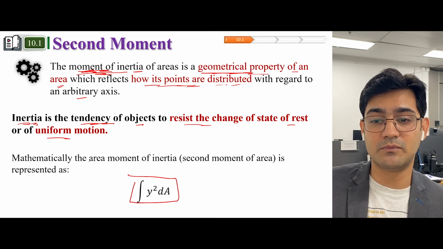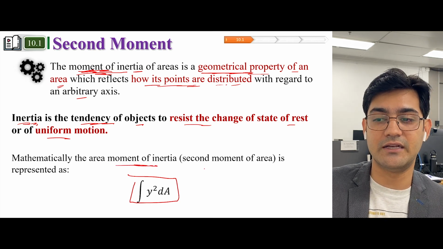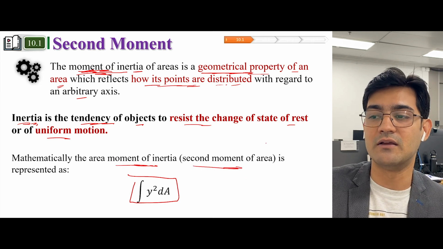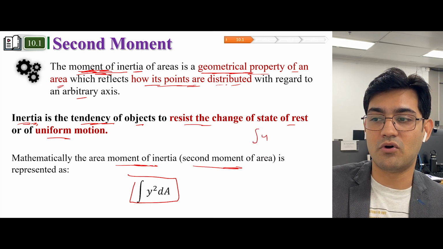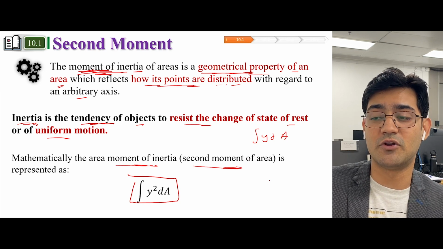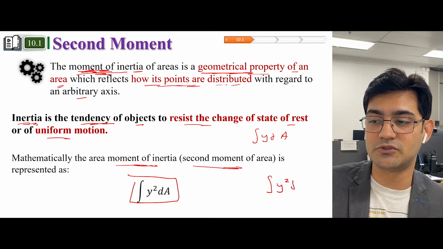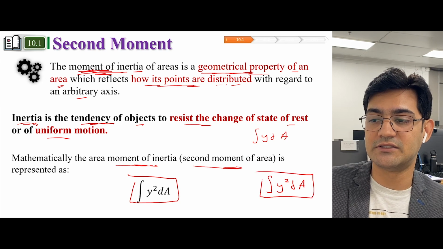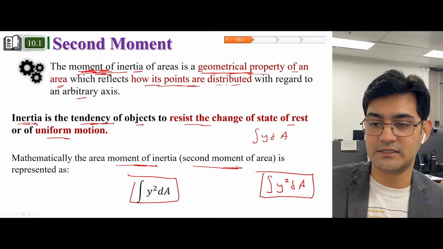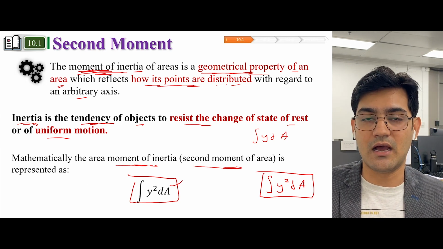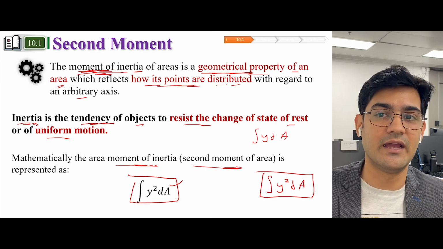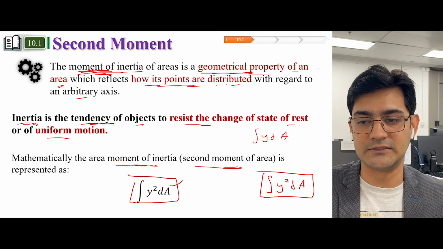This moment of inertia of area is also called second moment of an area. So remember, in the last chapter we were studying centroid, and centroid was the first moment of any area, and the moment of inertia is most often referred to as the second moment of area. So this is the second moment of area, and that's the general equation for how you can calculate the second moment of area, which is also referred to as moment of inertia of areas.